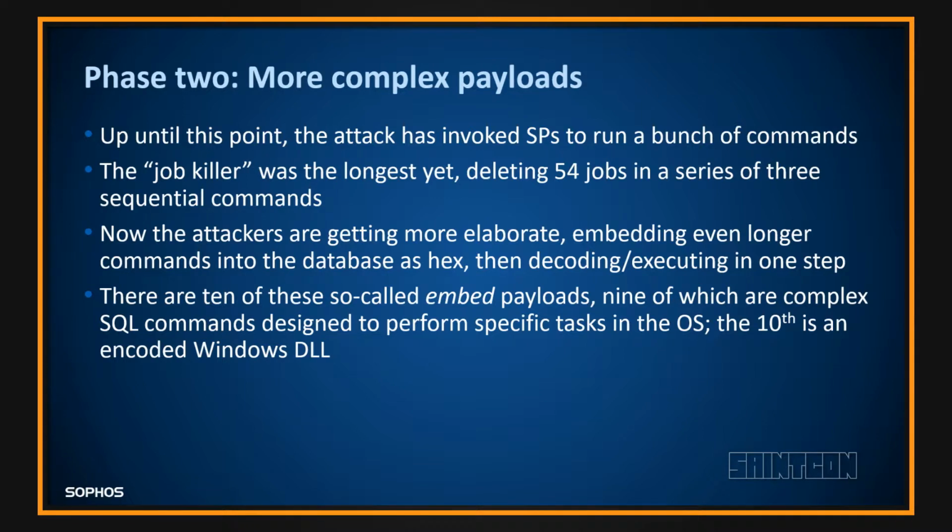So now, once it has done all of this configuration and it's spent half of its effort just getting the machine to where it needs it to be, now it's actually going to start doing the commands. Up until now, it's just been invoking these stored procedures, and this job killer is the longest of the stored procedures, with the 54 different jobs. But then, like I said, they're creating these entries in the database, which are just giant blobs of hex.